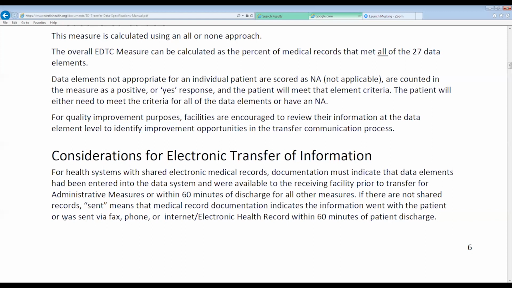If you don't have a shared record, okay, when we use the word sent, what we mean is that medical record documentation indicates that that information either went with the patient, so your ED made copies and gave that to the patient to go with them, or they faxed it. They could have a phone conversation about it. Or again, if it's via some kind of electronic means, it has to be done within 60 minutes of the patient's discharge.